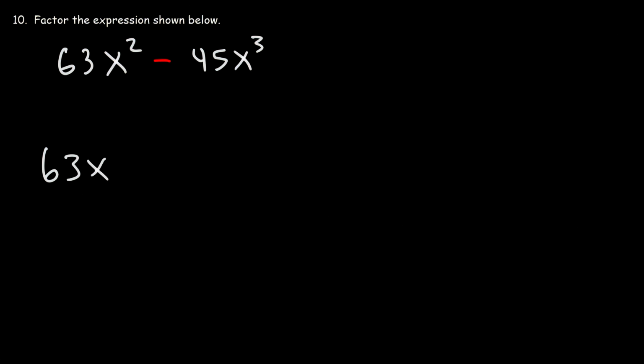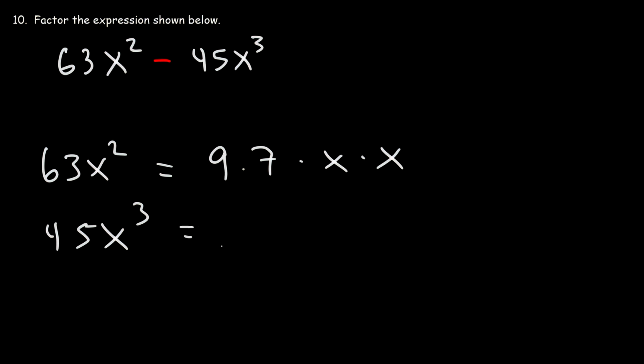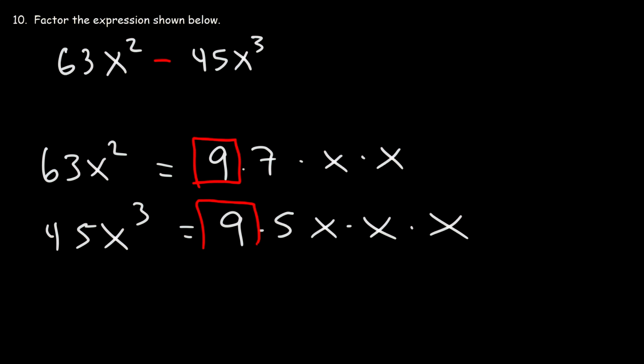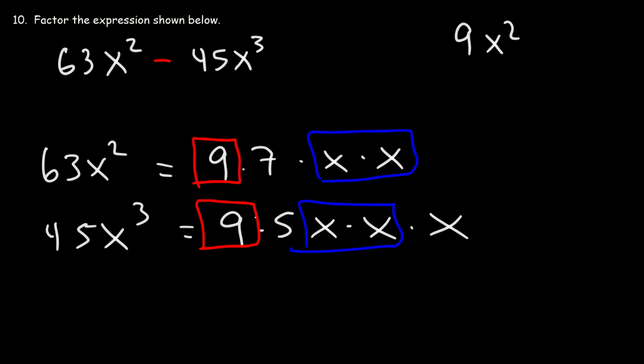So let's write out the two monomials. Let's ignore the negative sign for now. 63, we can write that as 9 times 7. And x squared is basically x times x. 45 is 9 times 5. And x cubed is basically 3 x variables. So we have a common factor of 9 and a common factor of x squared. So combining that together, the GCF is 9x squared.